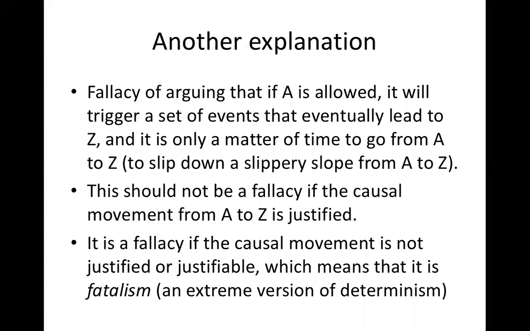Example. Okay, before we see examples, another explanation. This is the fallacy of arguing that if A is allowed, it will trigger a set of events that will eventually lead to Z, and then it is only a matter of time to go from A to Z, to slip down a slippery slope from A to Z. Now, this should not be a fallacy if the causal movement from A to Z is justified. But it is a fallacy if the causal movement is not justified or justifiable, which means that it is fatalism, an extreme version of determinism.